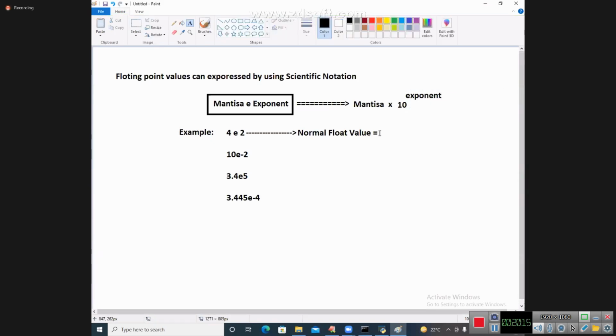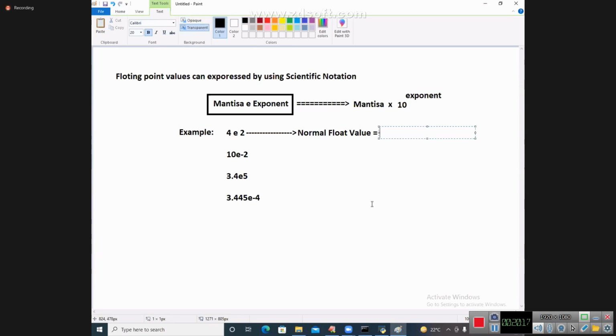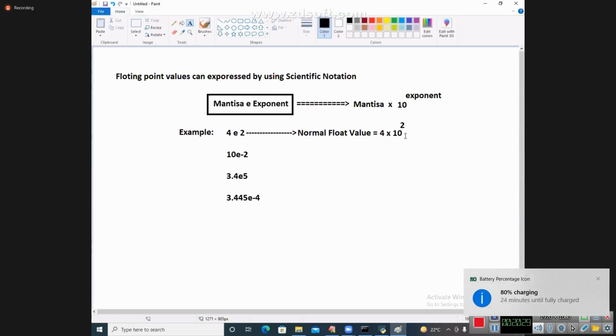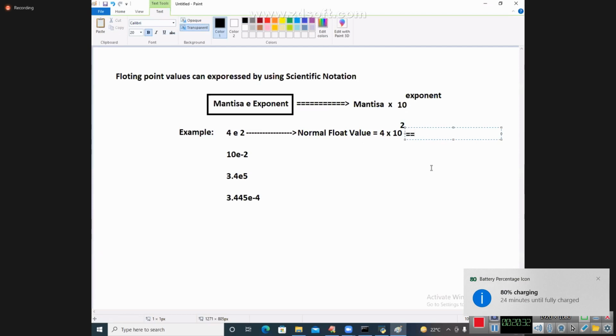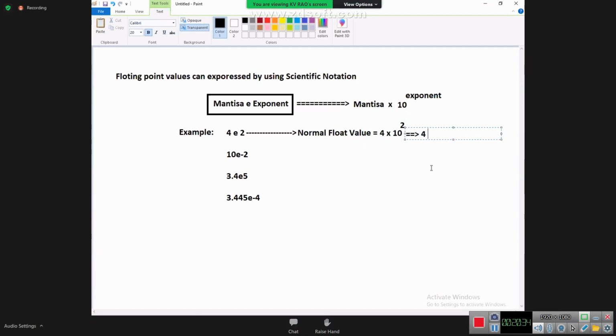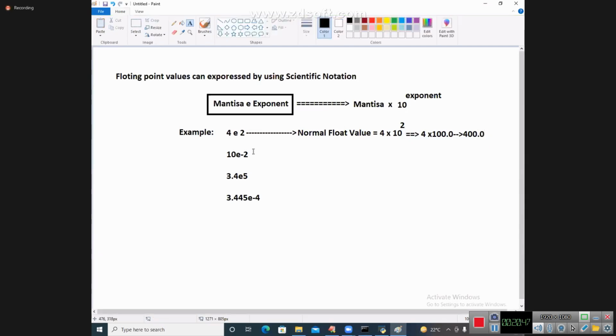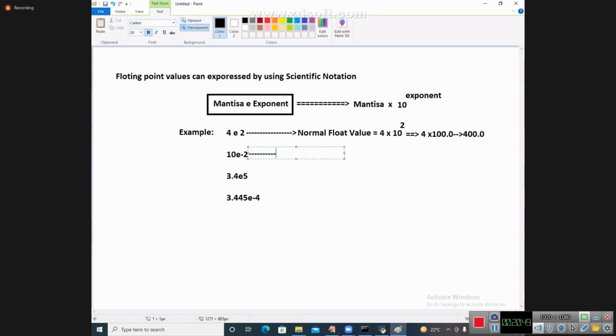Take 4E2: 4 into 10 to the power of 2, where E stands for the E series. Of course, if you don't have the knowledge, not necessary to worry about it. This calculation is very easy: 4 into 100.0, which is going to be given as 400.0. 400.0 will be taken because it's a floating point value, and a floating point value will definitely contain some type of zero.